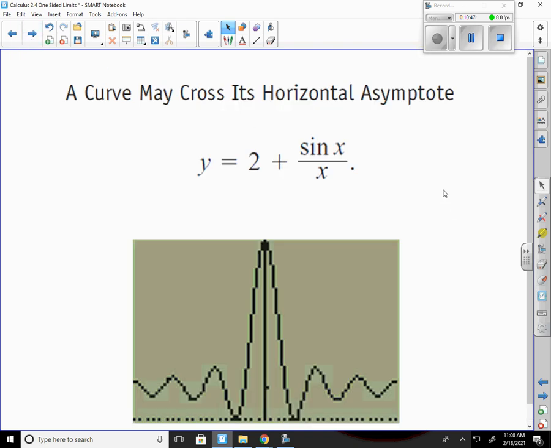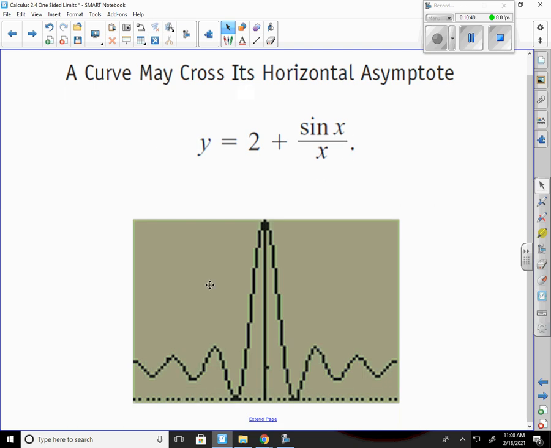Okay, a curve may cross its horizontal asymptote. Just because it crosses does not mean that the horizontal asymptote does not exist. If we look at this function, y equals 2 plus the sine of x over x, whenever I look at this, I can see that it's going to level out at 2. And we know sine theta over theta has a limit of 0. So then this would just be 2 plus 0 if I was taking the limit as x approaches infinity.